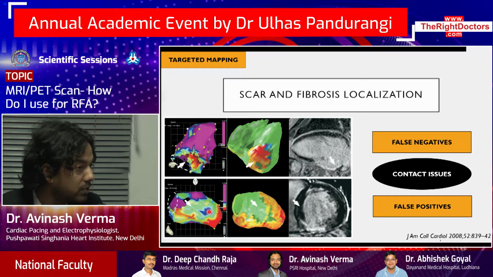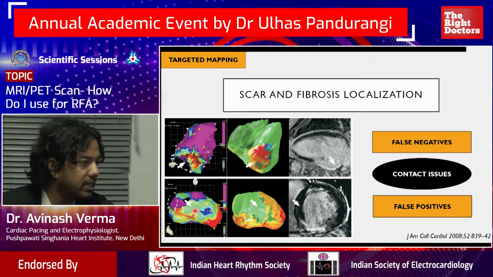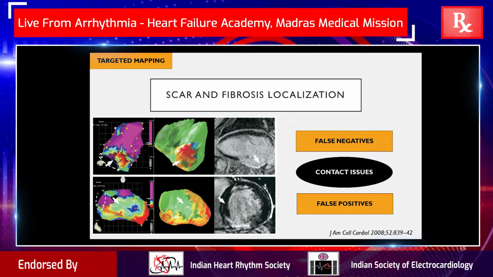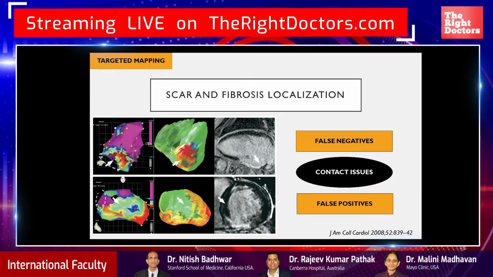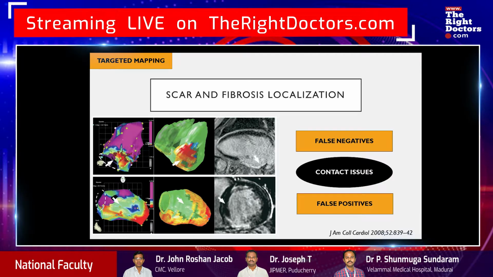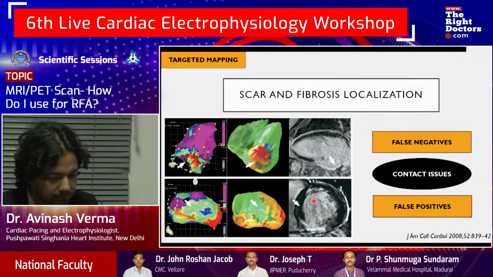Similarly, there can be a false positive. Your electroanatomical map is showing a green area. Green means borderline scar, up to 1.2, 1.5 millivolt bipolar. Whereas in the MRI, you see it's completely healthy. There's no scar. The problem was your contact force. Most of these places, if you go again and map carefully, you will see signals there. So these false negatives and false positives and the other contact issues can be dealt with as soon as you look at the MRI.